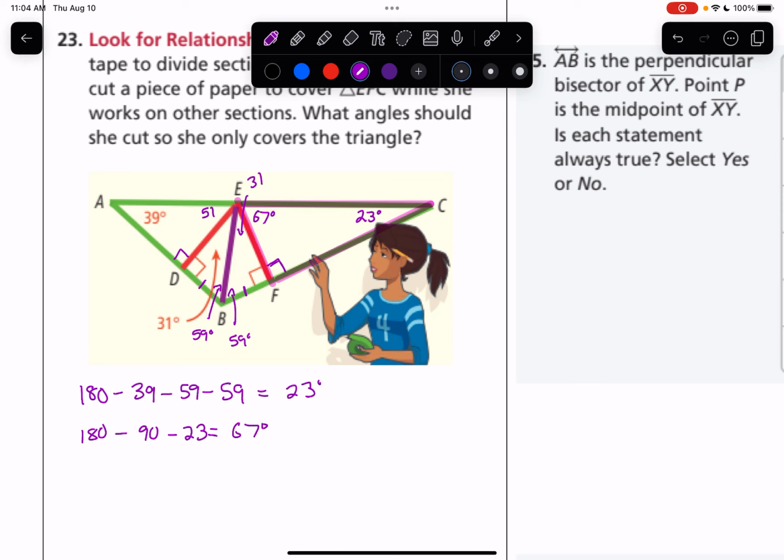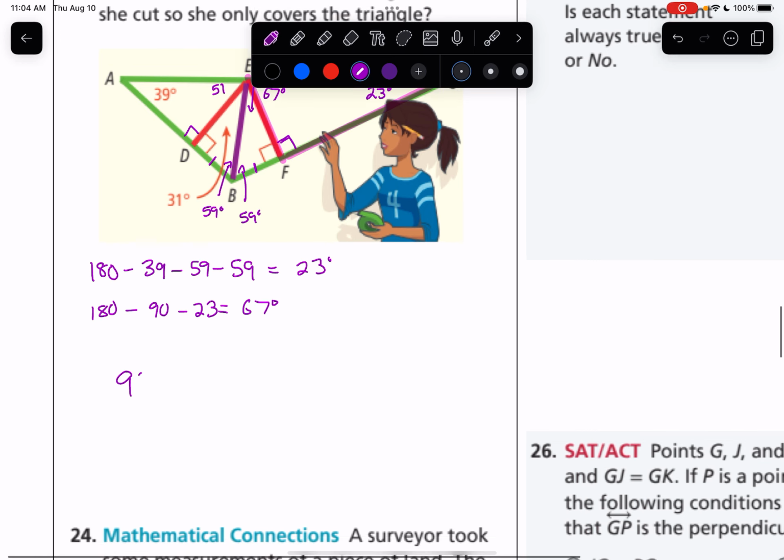So what the question is really asking us is, what are the angles in this triangle? The angles in this triangle are going to be 90 degrees, 67 degrees, and 23 degrees. And that'll be your answer.